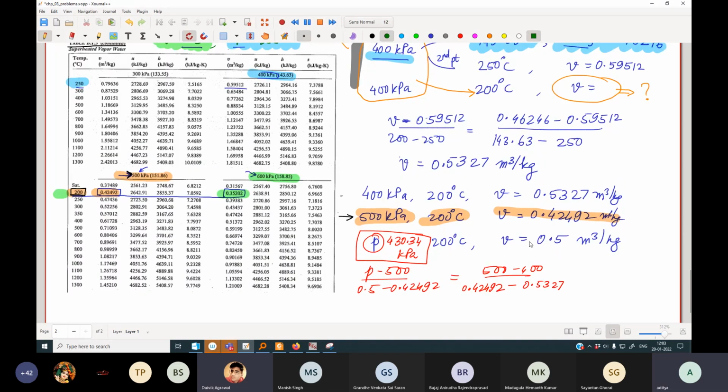So then what did we have at 400 kilopascal? So what essentially later happened is at 400 kilopascal, 200 degrees Celsius, we found out a volume. Now these two are not at 0.5, so we need to interpolate between these two so that we can arrive at 0.5 meter cube per kg. So we did the interpolation and the pressure came out to be 430.34 kilopascal, which is very close to the solution that we also obtained with the help of a computer.